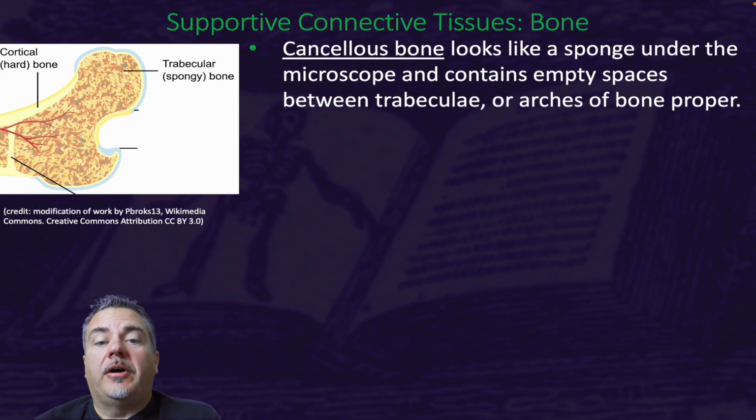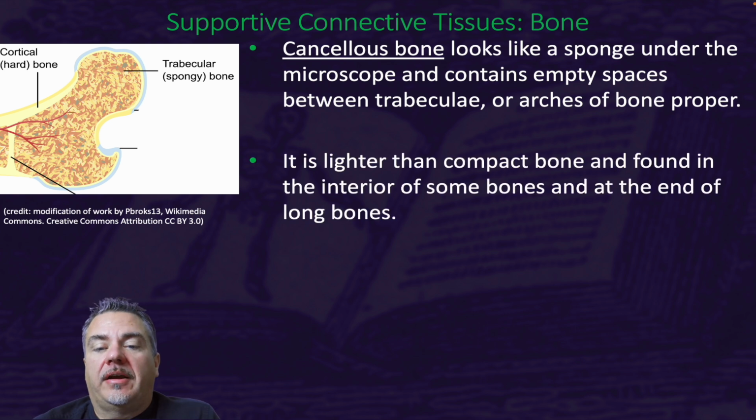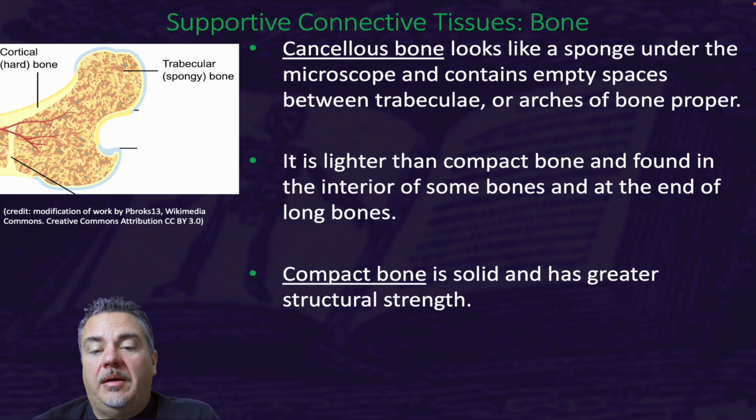Cancellous bone looks like a sponge under the microscope and contains empty spaces between trabeculae, or arches of bone proper. It is lighter than compact bone and found in the interior of some bones and at the ends of long bones. Compact bone is solid and has greater structural strength.